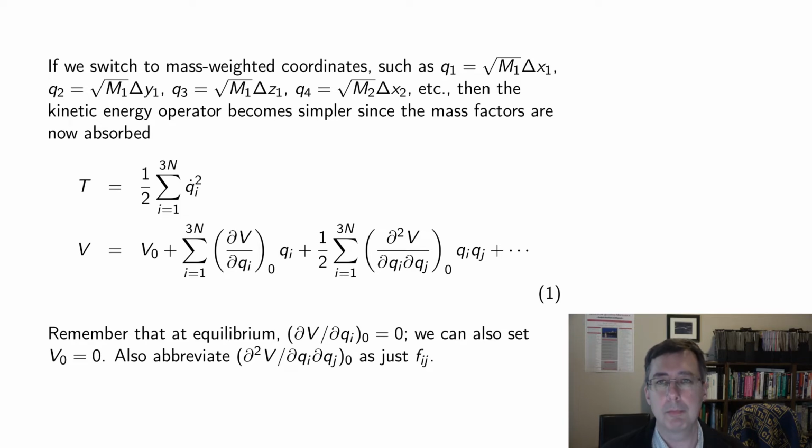And at equilibrium, if I'm at the bottom of some potential well, then the gradient will go to 0. So delta V, delta q_i is going to be 0 if I'm at the equilibrium position, denoted with subscript 0. In general, for some classical potential, I'm free to set the energy of the equilibrium point as 0 as well. The second derivatives, I'm going to go ahead and denote F_ij just so that my notation is a little bit shorter.